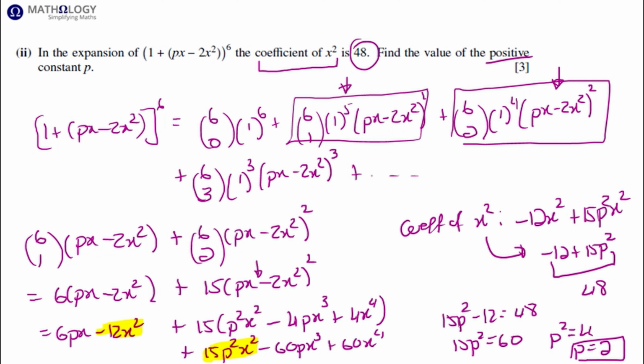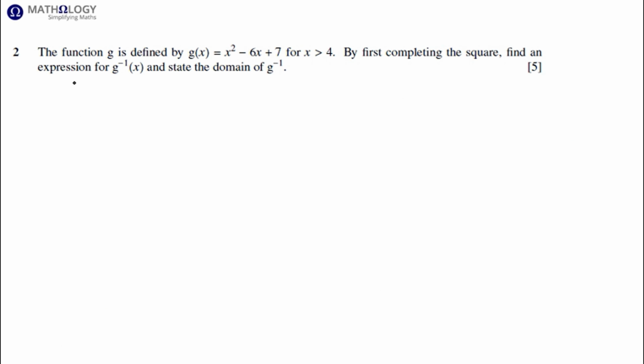So p equals 2. The function g is defined by g of x equals x squared minus 6x plus 7 for x greater than 4. By first completing the square, find an expression for the inverse of g and state the domain of the inverse of g.